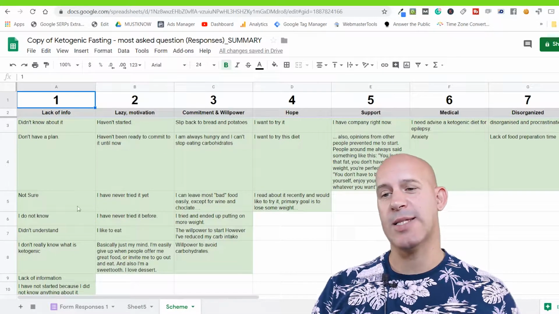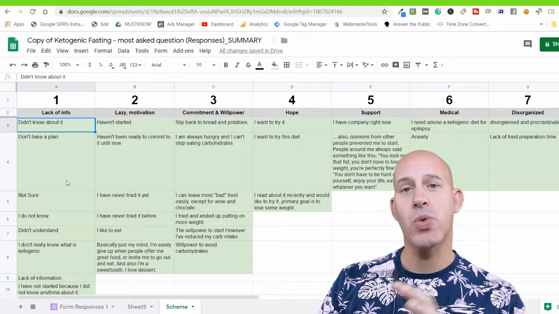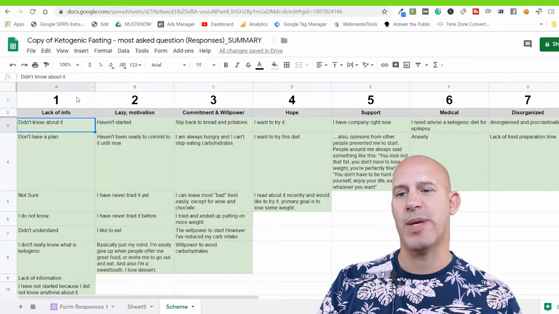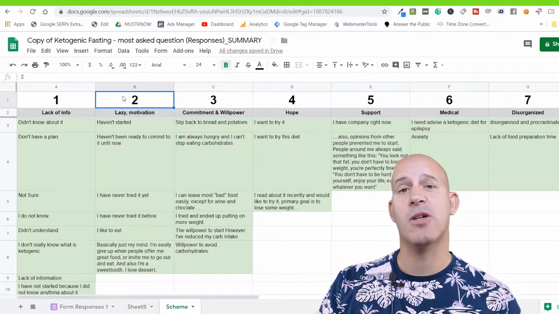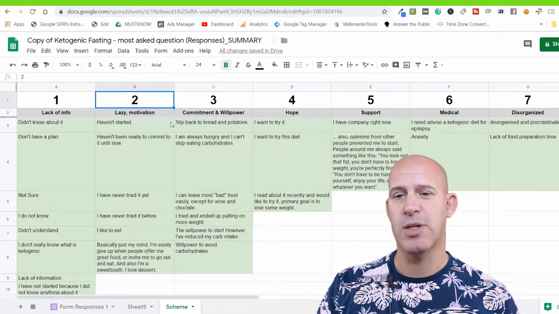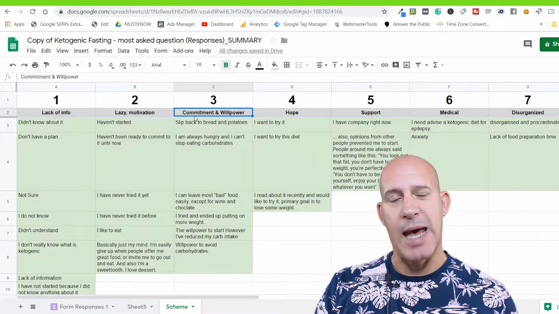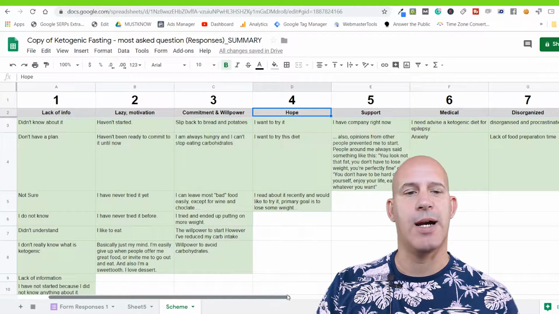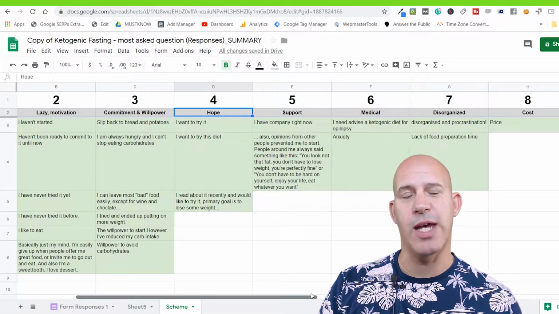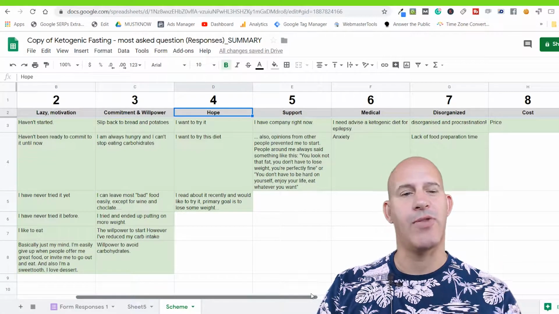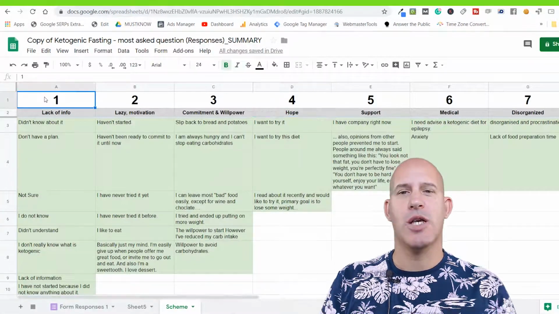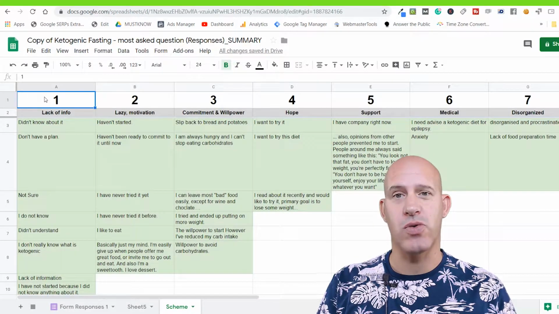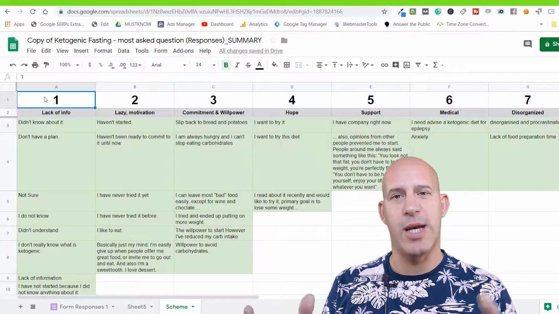The first one is lack of information. I have 12 answers addressing this specific topic. The second is being lazy or not finding the motivation. The third is commitment and willpower. Then we have hope, support, medical issues, disorganized, and cost at the very end, with just one answer addressing the cost problem. So I now have 7-8 insights that I can use to improve the page and the funnel.